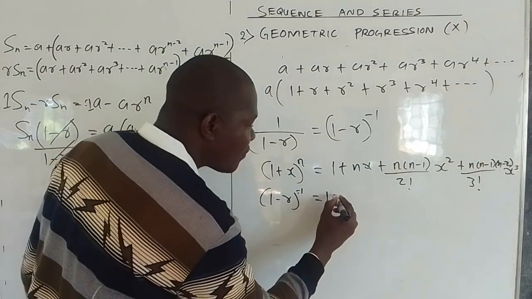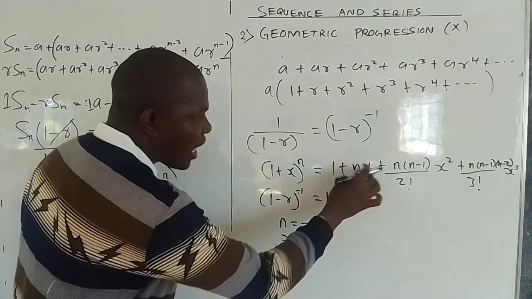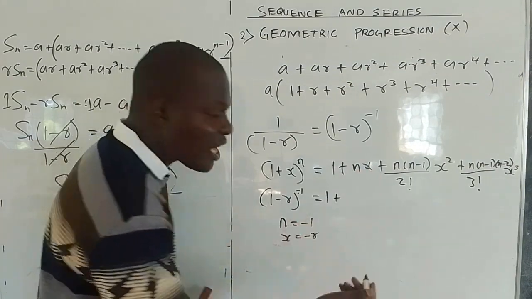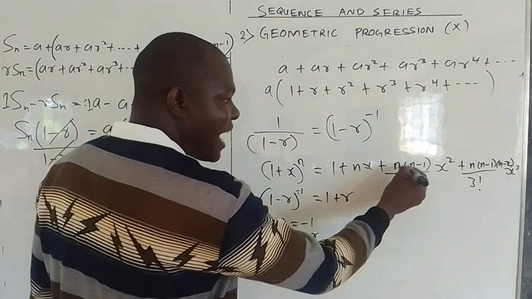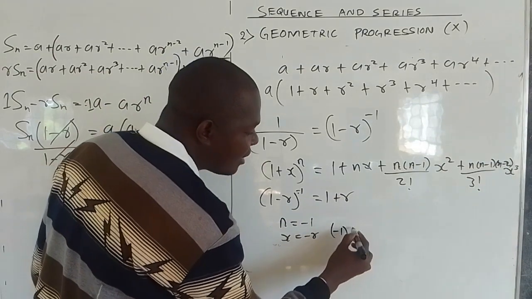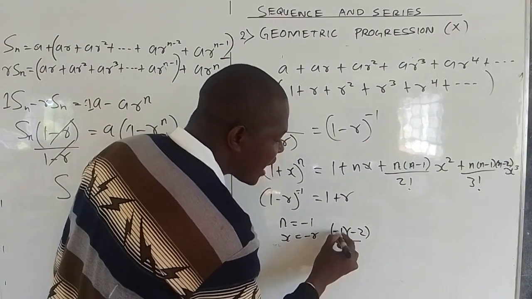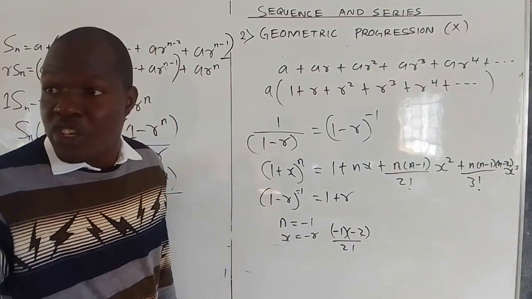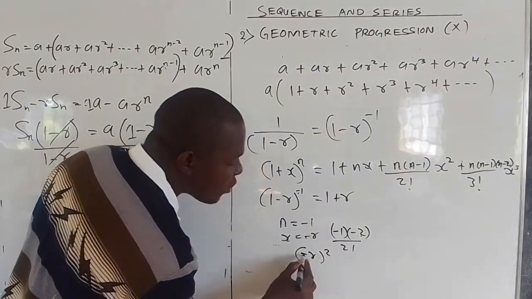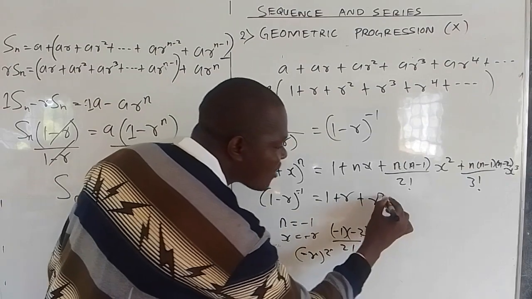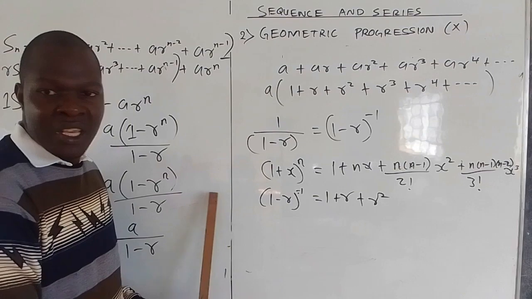So you see 1 here, plus n times x. n is negative 1, x is negative r. So n times x is negative 1 times negative r, which is r, because negative times negative is positive. Then you go here, n into n minus 1. n is negative 1, then negative 1 minus 1 is negative 2, over 2 factorial. Negative 1 times negative 2 is 2. 2 divided by 2 factorial is 1. Then you remain with x squared, and x is negative r, so negative r squared is positive r squared. You see what is happening? Then you move to the next one.